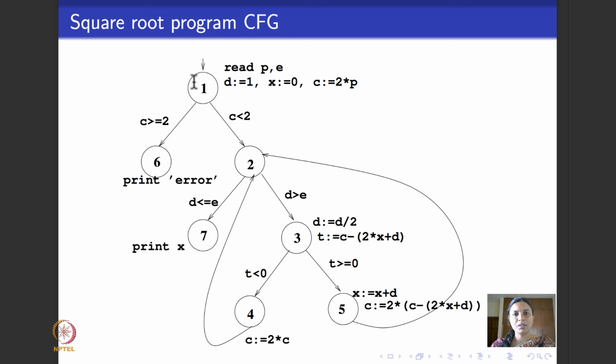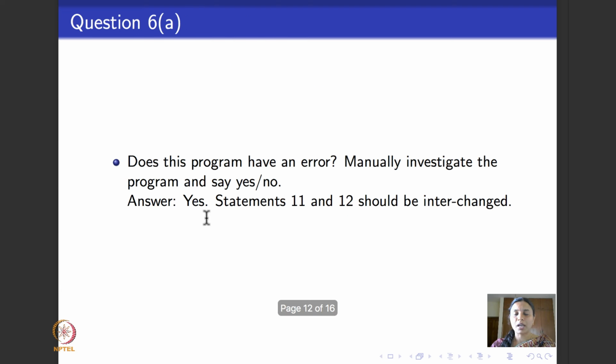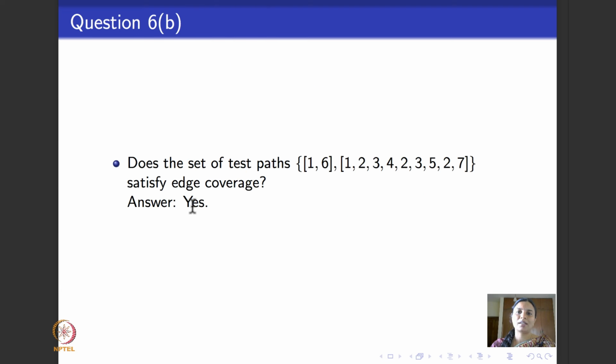Yes, it does, right? Because 1, 6 covers this edge. Then 1, 2, 3, we've covered these 3 edges. 4, this edge is also done. 2, 3 once again, but we've already covered it, it doesn't matter. Then 3, 5, then 5, 2, and 2, 7. So the answer to that question is yes, it does satisfy edge coverage. In fact, it covers the edge 2, 3 twice, but that doesn't matter. It visits every edge at least once.